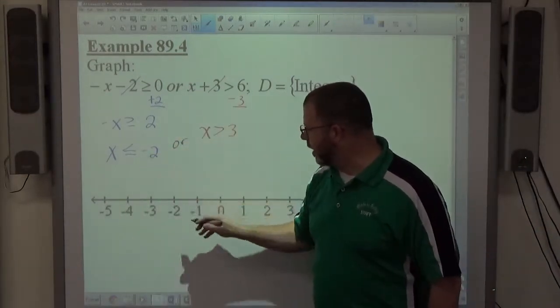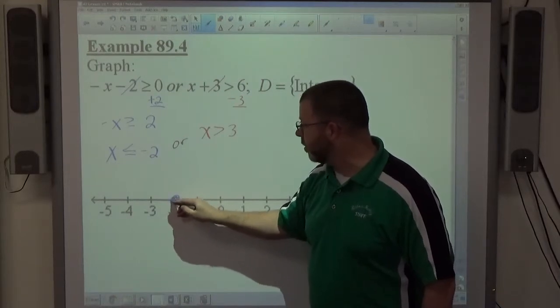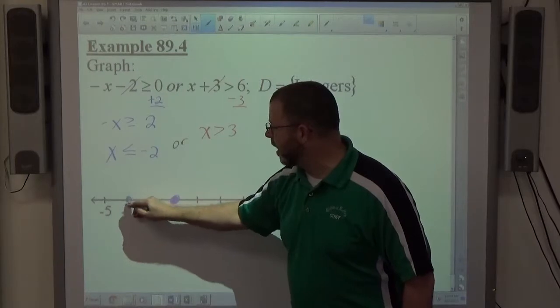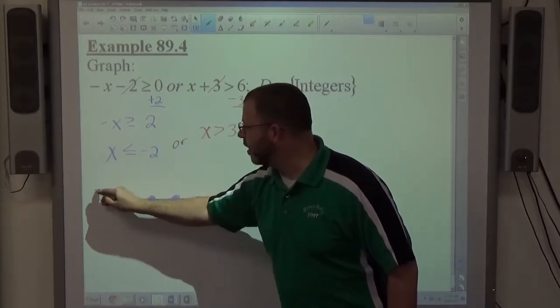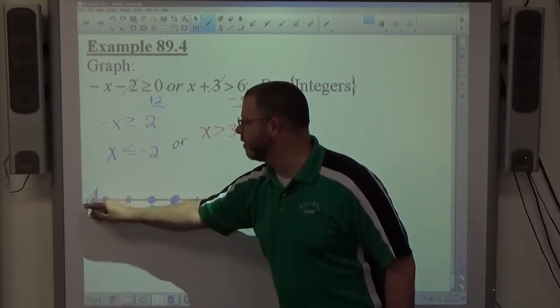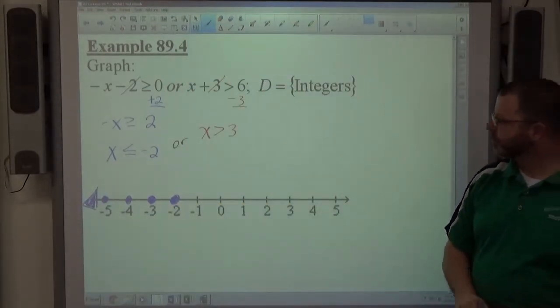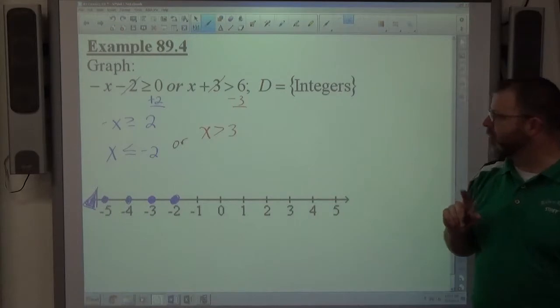Less than or equal to negative 2 starts at negative 2, including negative 2. And then only integers going less, so negative 3, negative 4, negative 5. And then we shade the arrow to demonstrate it goes on forever to the left. Graphing every integer as we go. X is greater than 3 with integers.